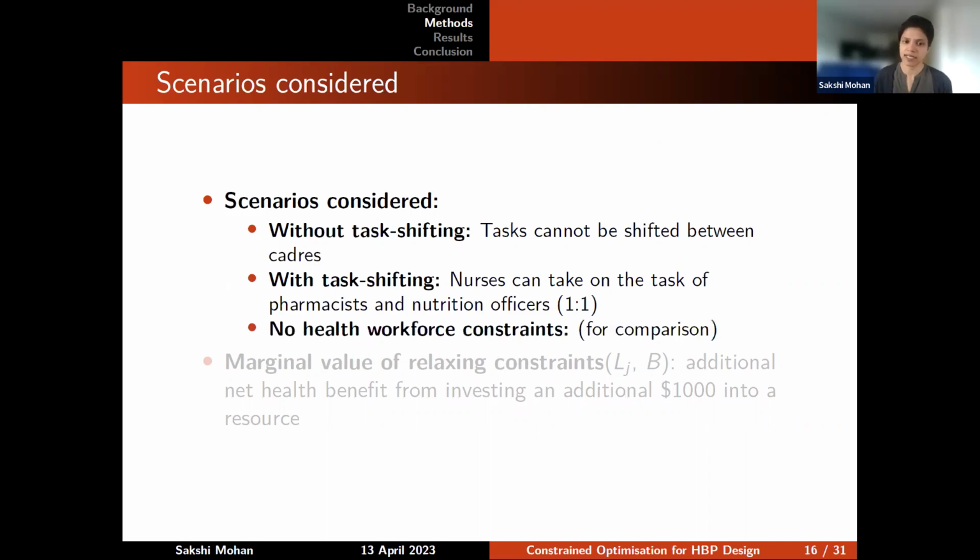And finally, as an illustrative scenario, we also demonstrate the resource use implications of a health benefits package, which is formulated without accounting for health workforce constraints.